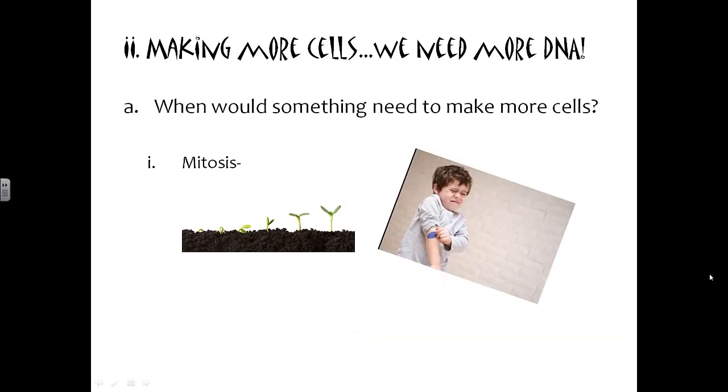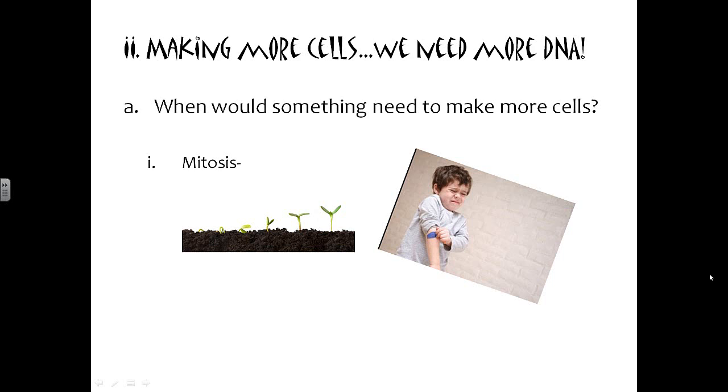Now, sometimes we need to make more cells, and we'll go through those reasons shortly. In order to make more cells, we need to make more DNA. So, why would we want to make more cells? Well, the first reason you can see in the left picture. That would be to grow. In a previous unit, we talked about how cells can't just expand. You can't just have the plant be a couple cells that expand in size because of that surface area to volume ratio. What they need to do is make more cells.